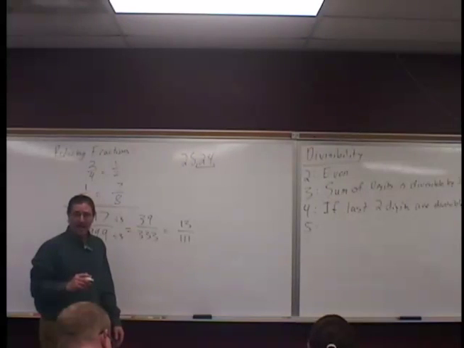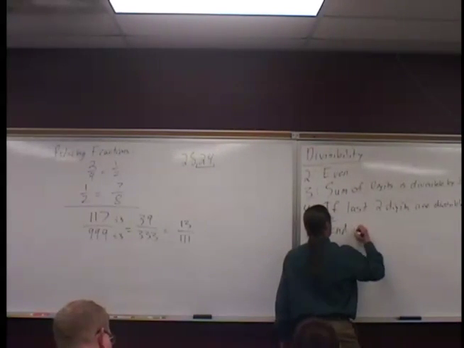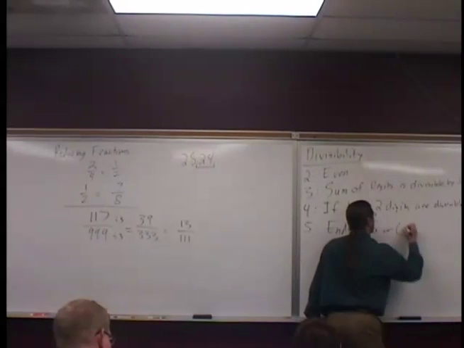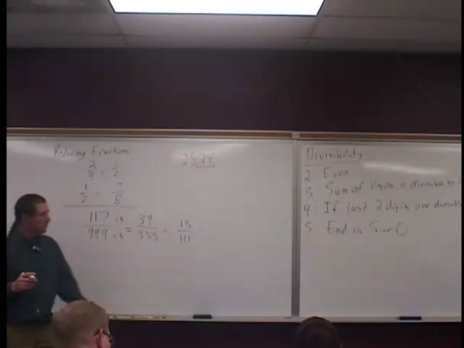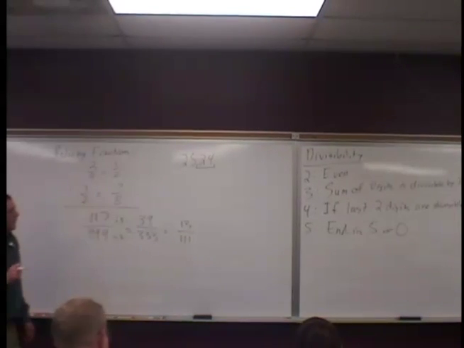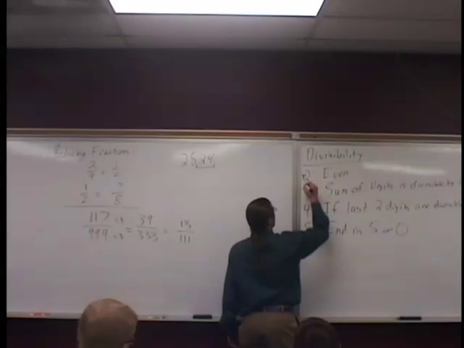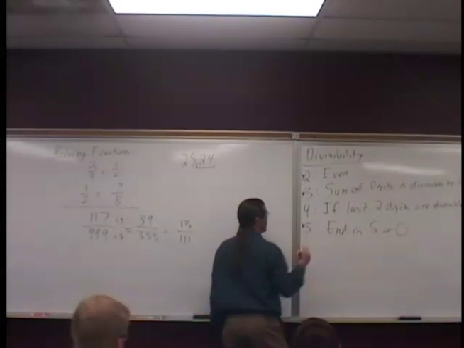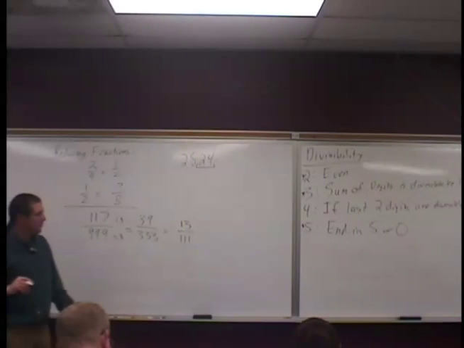What are the rules for 5? Numbers that end in 5 or 0 are divisible by 5. Again, just keep that one in mind. These are the 3 that I want you to know and to use on the test. Okay? Be able to deal with 2's, 3's, and 5's.